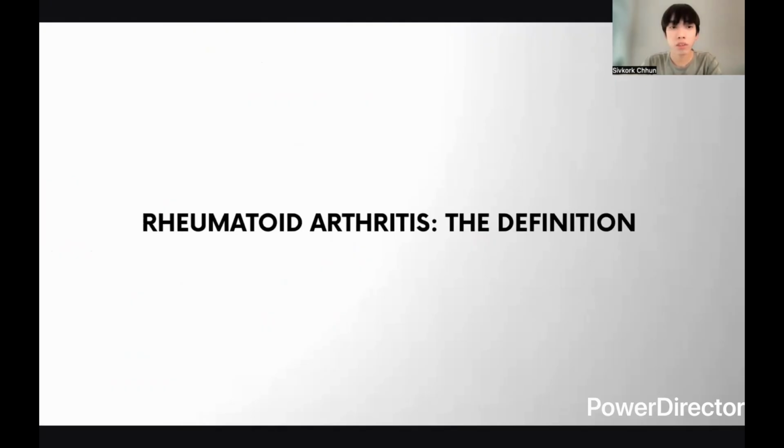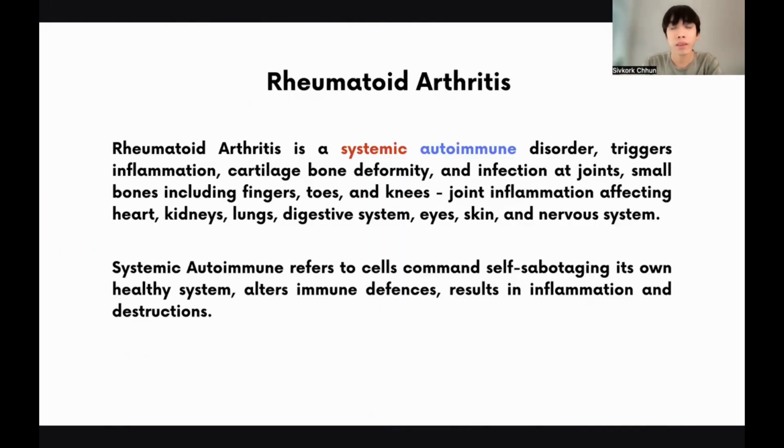So what is the definition of rheumatoid arthritis and what is it about? Rheumatoid arthritis is a systemic autoimmune disorder that triggers inflammation, cartilage and bone deformity, and infection at joints, including small bones such as fingers, toes, and knees. A simple way to describe rheumatoid arthritis is joint inflammation, and it affects the heart, kidney, lung, digestive system, eye, skin, and nervous system as well. But specifically, it's an inflammation at the joint.